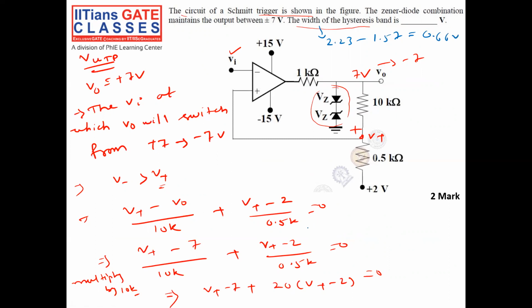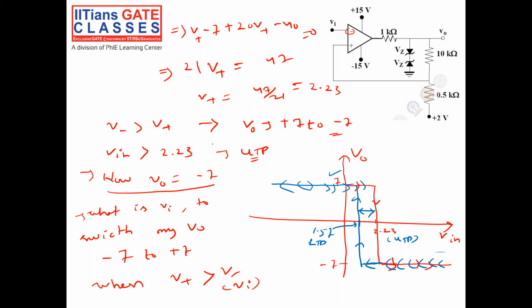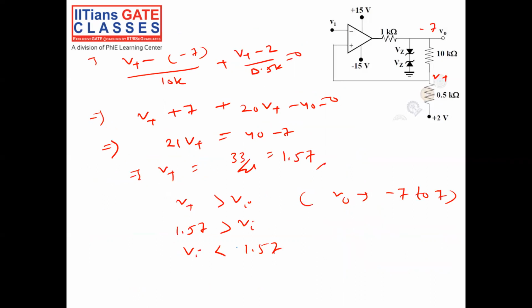So this is an easy question, but you have to solve it a bit. First thing is, when the output is at +7, we have to find the input at which it will change from +7 to -7. That voltage is nothing but 2.23. Again, when my output is -7, we have to find the input at which my output will switch from -7 to +7. That input is 1.57. Okay. If you know these two, then it will give you my hysteresis width. Okay. Let us see the next question.